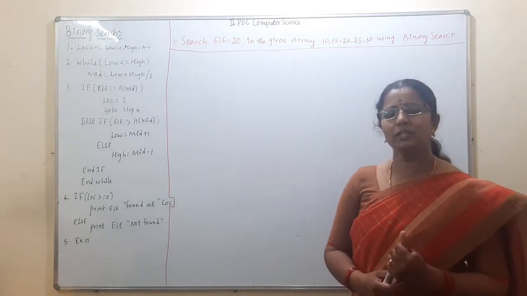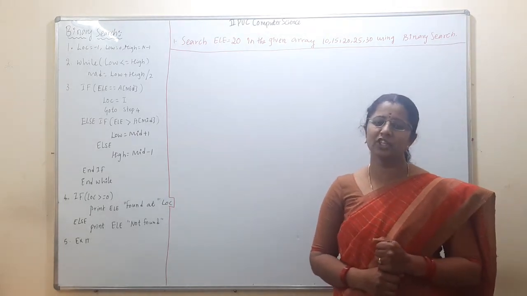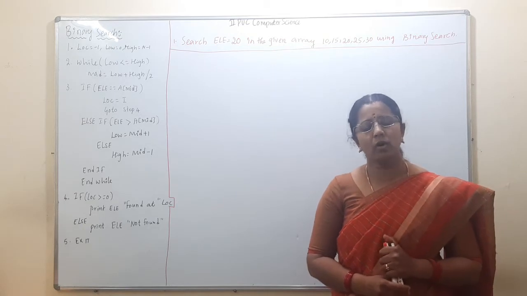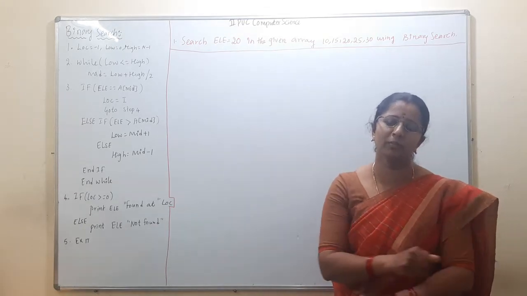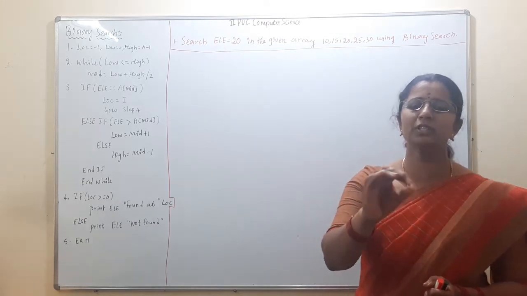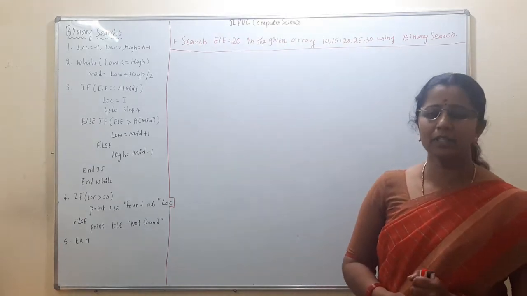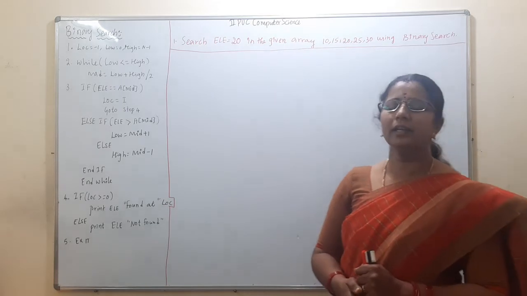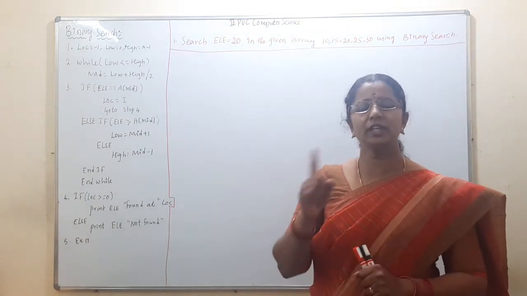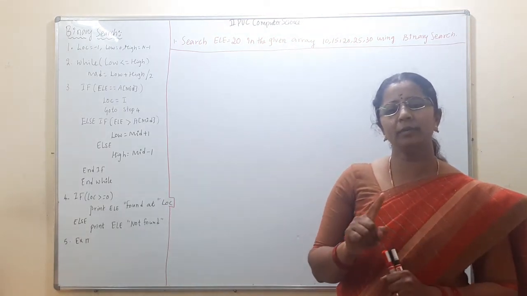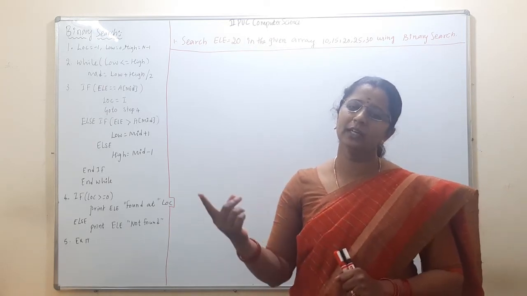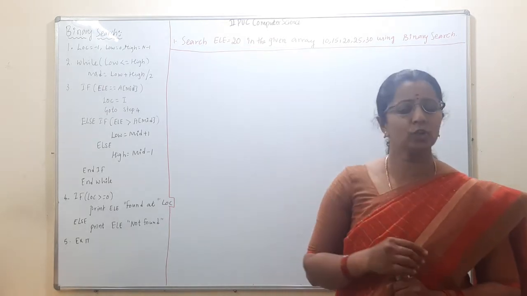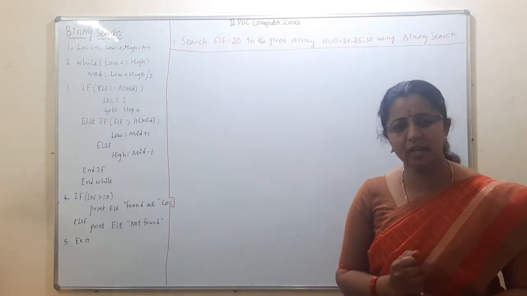They'll ask what is the difference between binary search and linear search, and what is the condition for binary search. The condition for binary search: array elements must be sorted. Linear search finds an element with n comparisons. Binary search finds an element with n by 2 comparisons in the given array.